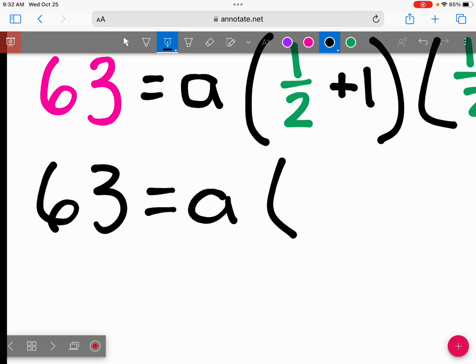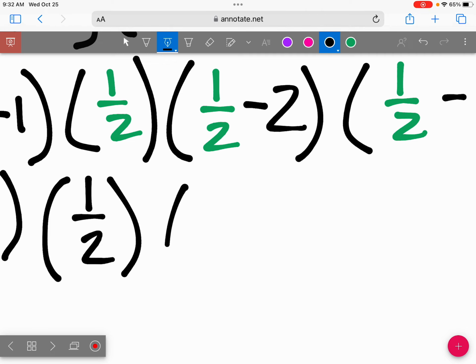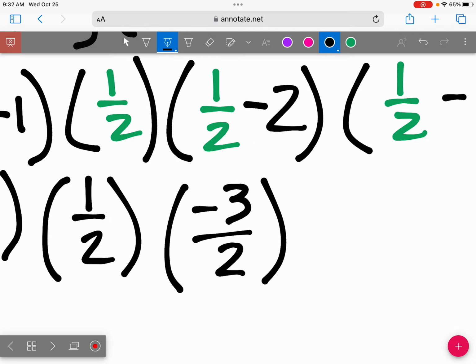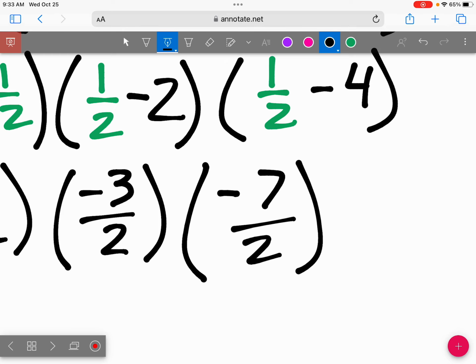What is 1/2 plus 1? 3/2. 1/2 is still 1/2. 1/2 minus 2? Negative 3/2. And 1/2 minus 4? Negative 7 halves, because 4 you could write as 8 halves, 1 minus 8.